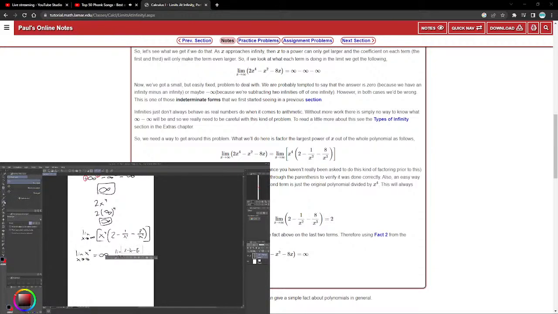Okay, so if you plug in infinity, this approaches 0. This approaches 0. So you have 2. Infinity times 2. So it's just infinity.